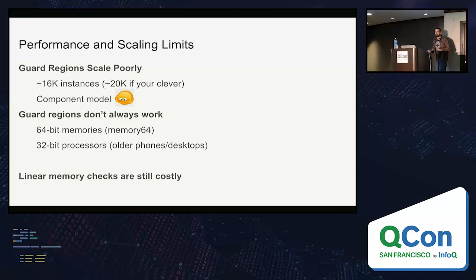The other problem with this guard region scheme, we can't use it with 64-bit memories, right? We're back to conditional checks. And we can't use it with older processors, right? We can only play it under these particular conditions. And finally, these tricks that we're playing still have overheads.